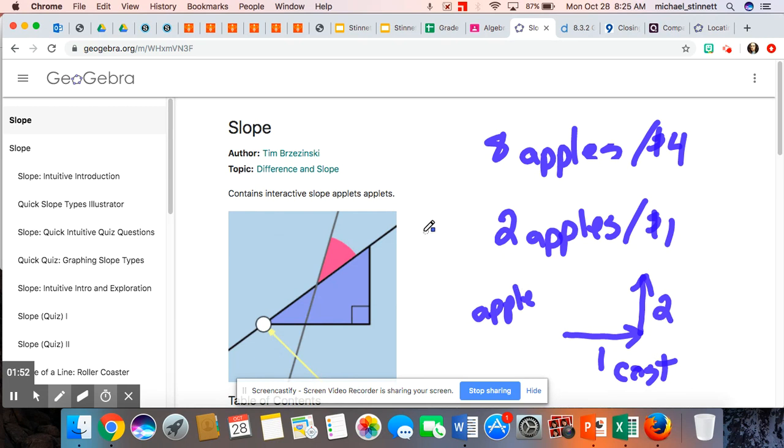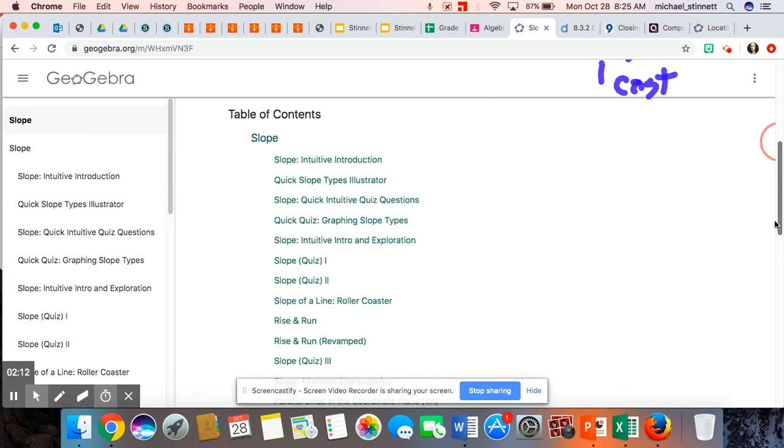Okay. So that's the initial understanding of slope and what's going on. But what you're going to do in this actual assignment is go through, and once you go into your Google Classroom, it'll bring you to here. And you're just going to have this table of contents. Once you click on this one, it'll open up this stuff on the side.